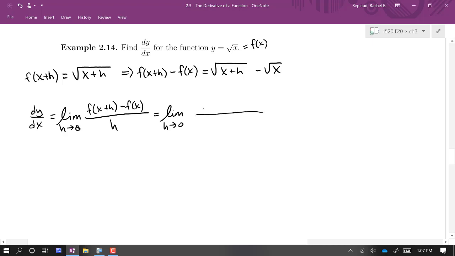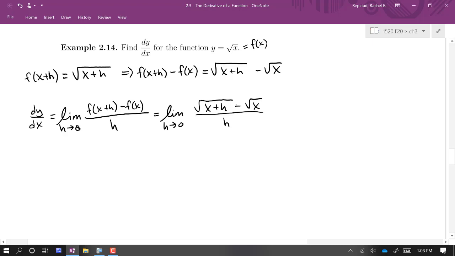So we have on top the square root of x plus h minus the square root of x, all over h. Now we're in a bit of a bind here, right? We can't let h go to 0 or we'll be dividing by 0. There's no obvious algebraic path forward to simplify the expression up top like we have with the fractions.